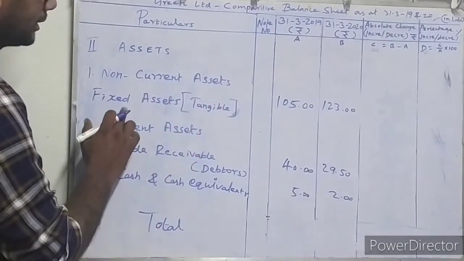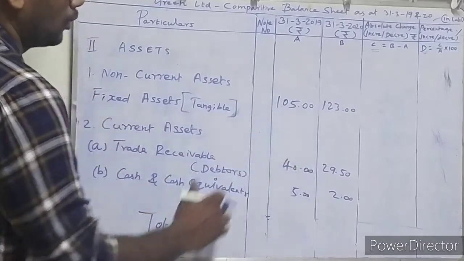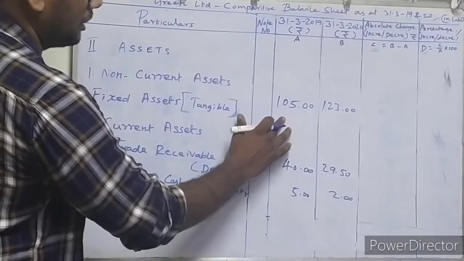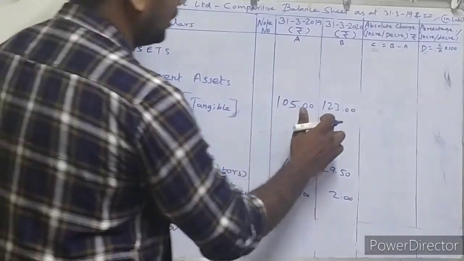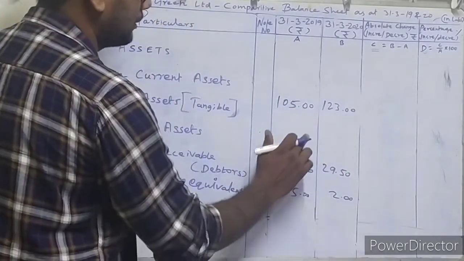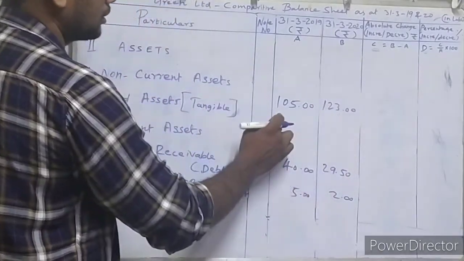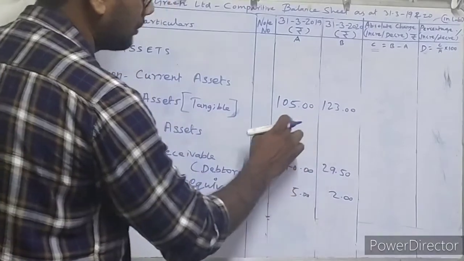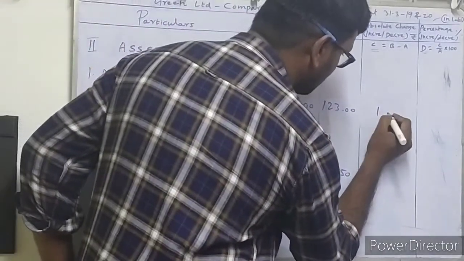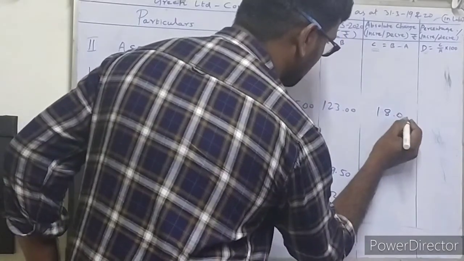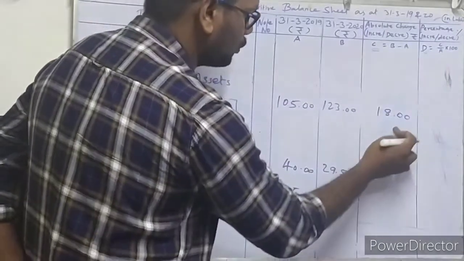Non-current assets, fixed assets, tangible assets are given. For previous year, 1 crore and 5 lakh, so 105 lakhs. 1 crore and 23 lakhs for current year. How many lakhs are increased compared with previous year? C is equal to B minus A, 123 minus 1 crore and 5 lakh. 123 minus 105 is equal to 18 lakhs increased compared with previous year.